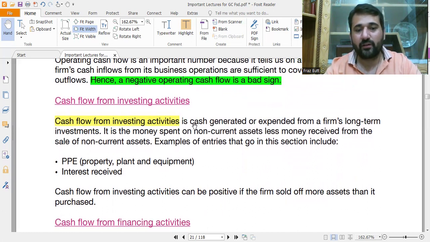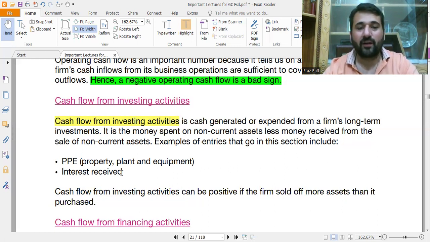Cash flow from investing activities is the cash generated or expended from a firm's long-term investment. When a firm is making a long-term investment, purchasing a new building or new warehouses, these are big investments. Such investments are considered in cash flow from investing activities. It is the money spent on non-current assets, less money received from the sale of non-current assets. Examples of entries that go into this section include PPE, property, plant and equipment, or interest received.